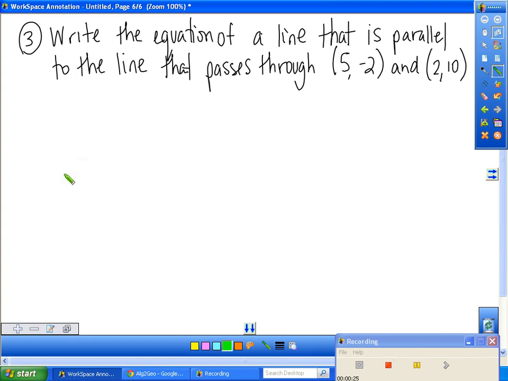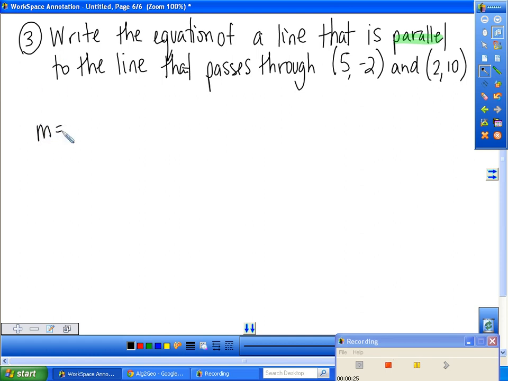In example 3, we have new information. We want to write the equation of a line that is parallel to the line that passes through 2 points. So before we had a point and a slope. Now we're just given 2 points. So what can we do to find the slope? Well, this is going back to the most basic equation of slope.